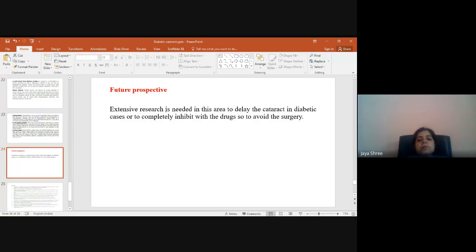So the future perspective of these is that extensive research is needed in the area of diabetic cataract, so as to delay the cases of cataract or completely inhibit it with the drug, so as to avoid surgery. It can also increase patient compliance.